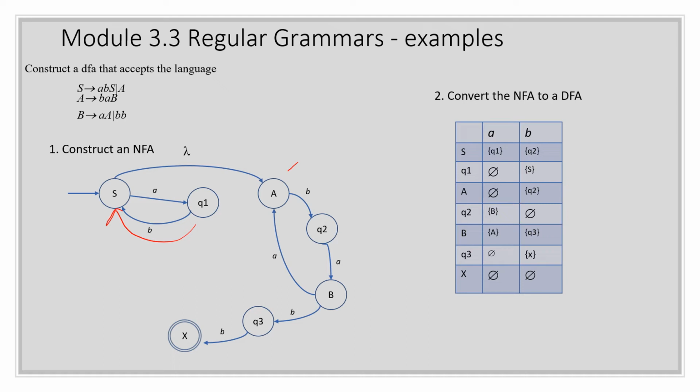So take a look at that again. From state S with an A, you go to Q1. With a B, you go to Q2. From Q1 with an A, it's not defined. With a B, you go back to S. From state A with an A, not defined. With a B, you go to Q2. Q2 with an A, you go to state B. And from Q2, it's not defined what you do with a B. From state B, with an A, you're going to go back to A. And with a B, you're going to go to Q3. And if you're in Q3, with a B, you're going to go to X.